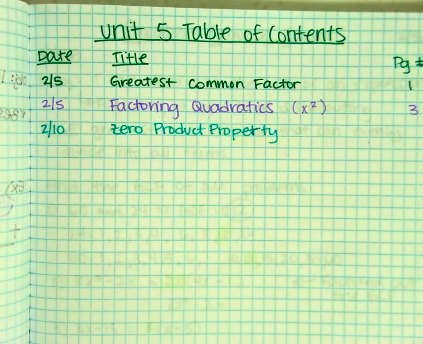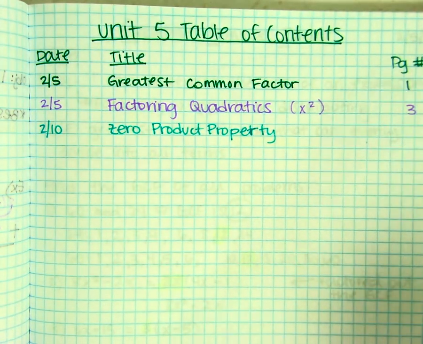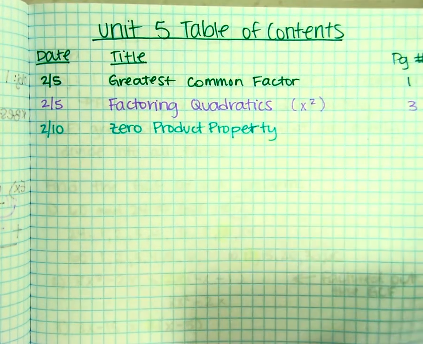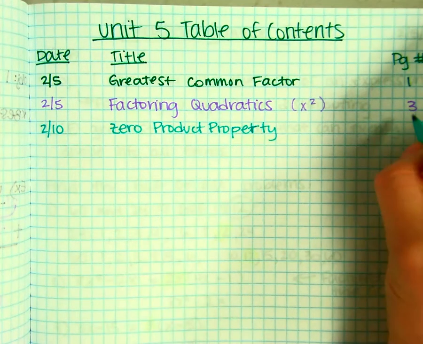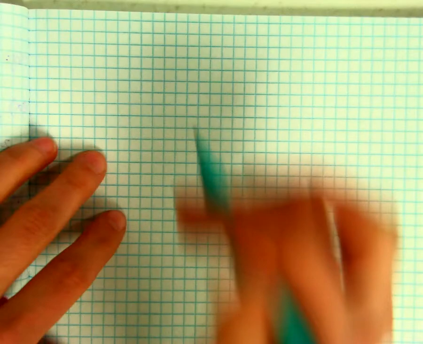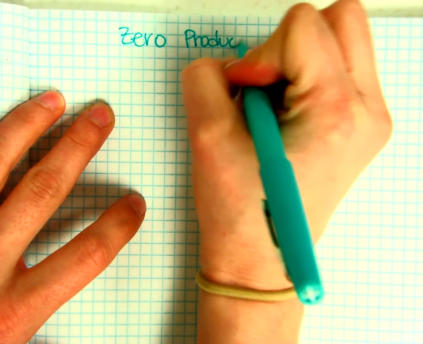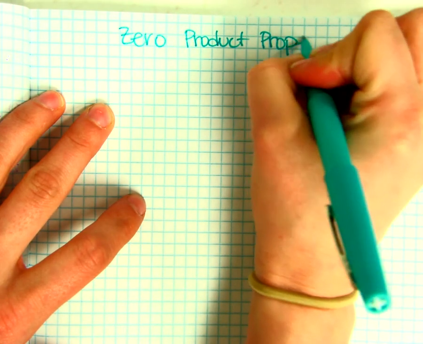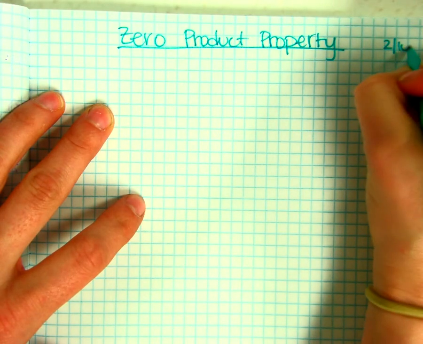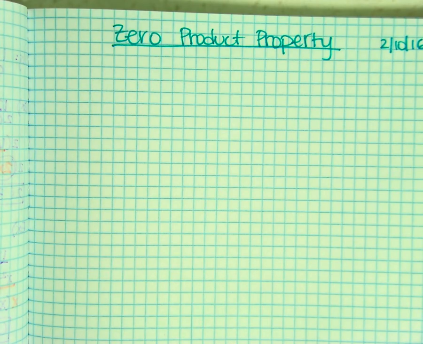Alright, so let's just quickly go over what it means to be a product. That's going to be an answer to a multiplication problem. I need to go to page 5. You need to write down whatever page number you need for your notes. Make sure we underline our title. Today is the 10th, 2016.